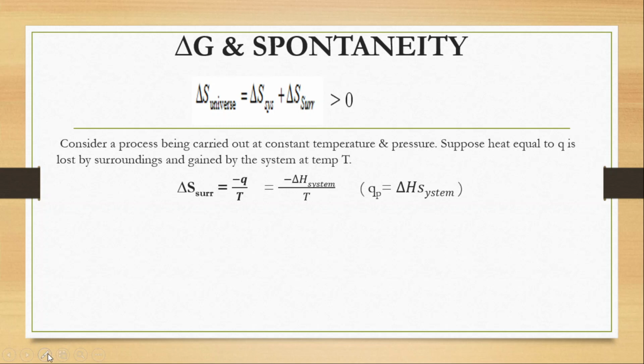Suppose the heat equals Q. Let us think that Q amount of heat is lost by the system and moves towards the surrounding. The system is losing Q amount of heat and the surrounding is gaining Q amount of heat. Let us mark that. We have a system, and the system is giving out Q amount of heat. So in terms of the system, it is minus Q because it is losing, and in terms of the surrounding, it is plus Q. Clear? I hope it is clear.